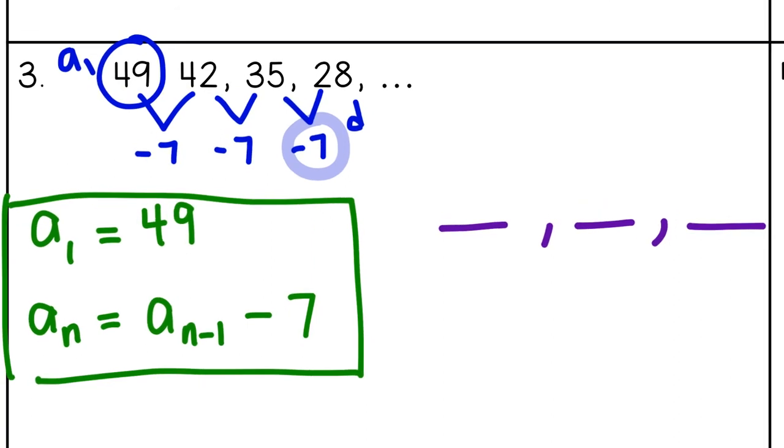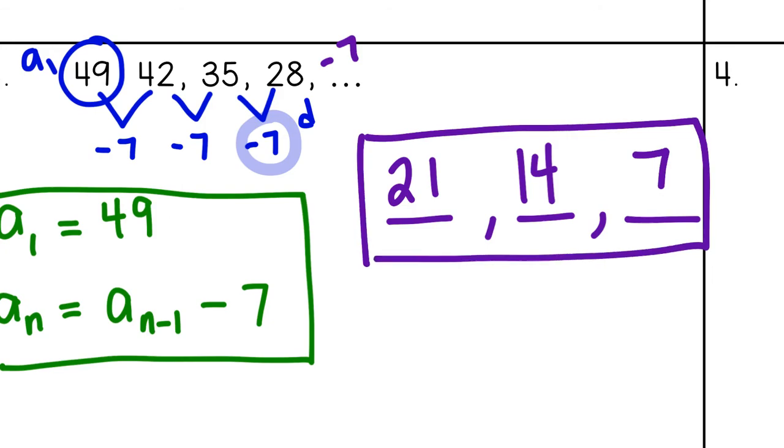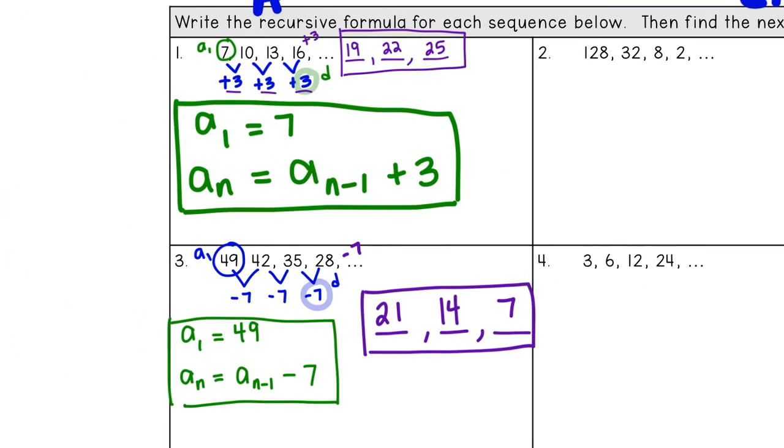So now that we know that the pattern is minus 7, what is 28 minus 7? 21. And then minus 7 again is 14. And then minus 7 again is 7. So this is the next 3 terms. So this is what we have for our arithmetic sequences.